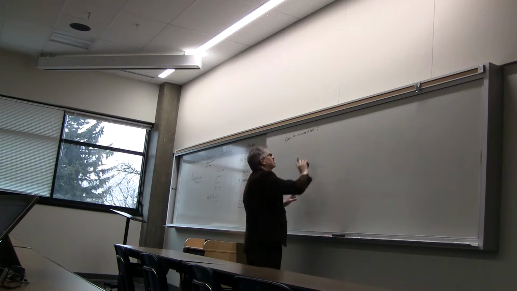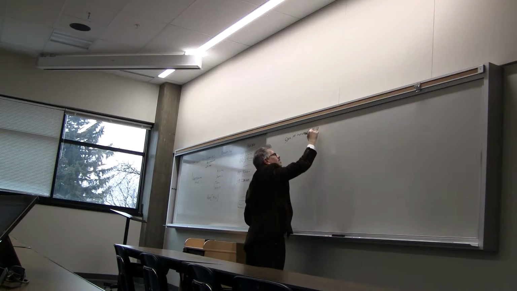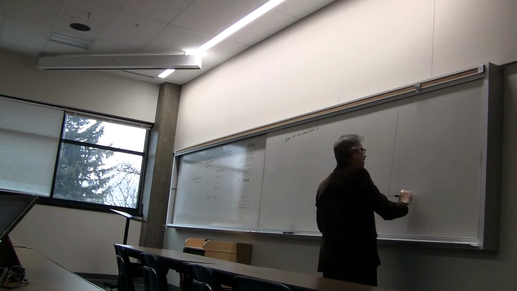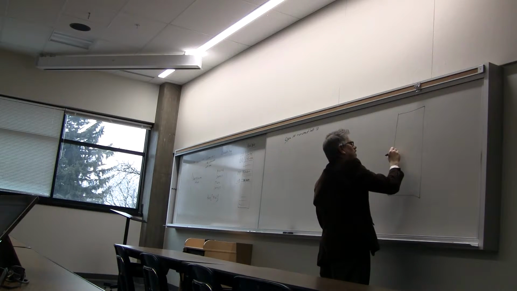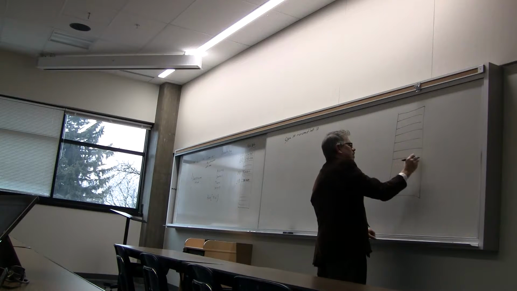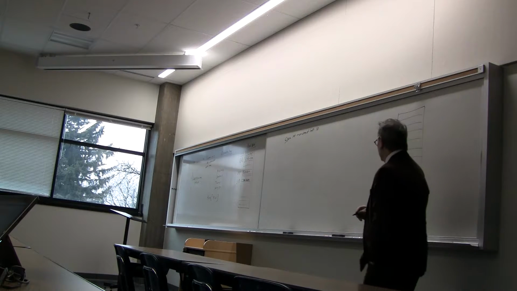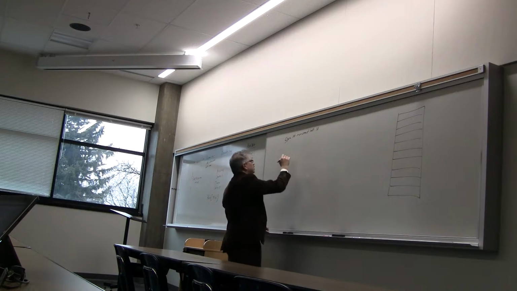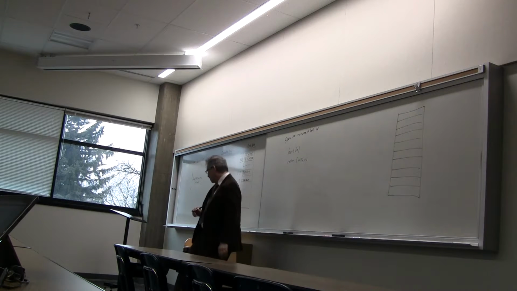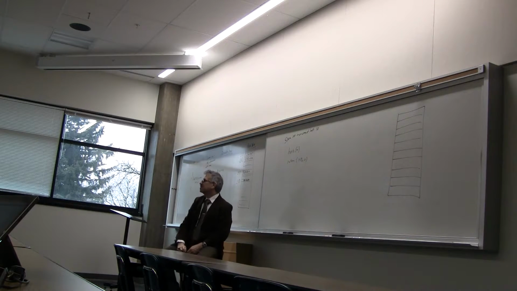Oh, heck, I'll be lazy. I'll do 5. I'll do 10. All right, so here's our array. And here's what our hash function is going to be. I'm just going to take the number we're storing and reduce it modulo 10.